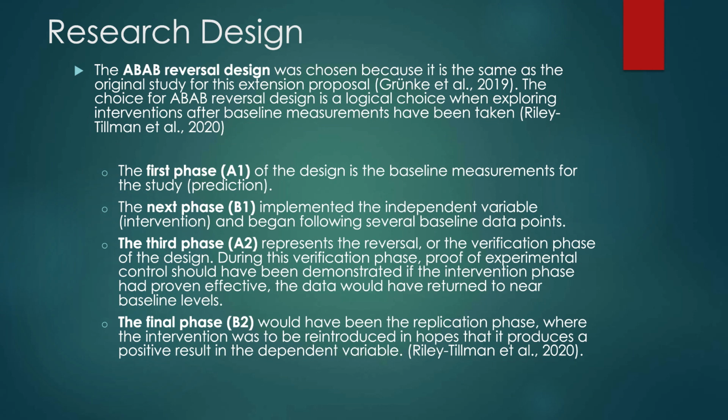It's the prediction phase. The next phase is B1, which implemented the independent variable or the intervention and began following several baseline data points. The third phase, A2, represents the reversal or verification phase of the design. During this verification phase, proof that the experimental control should have been demonstrated.